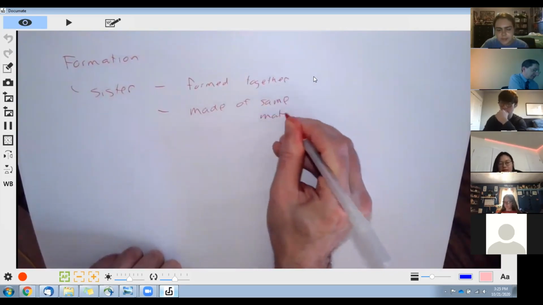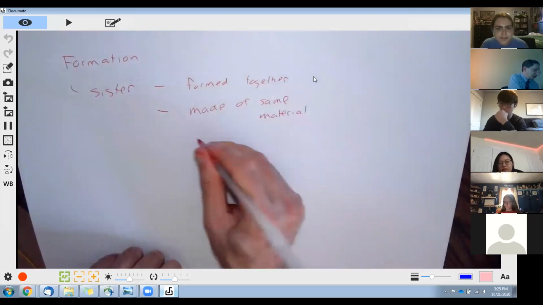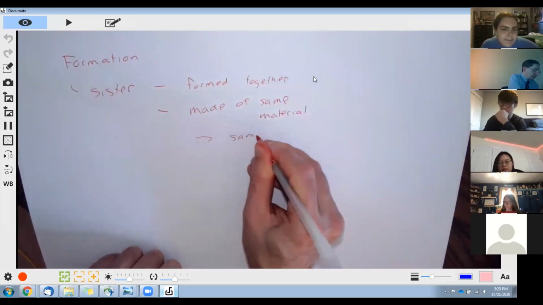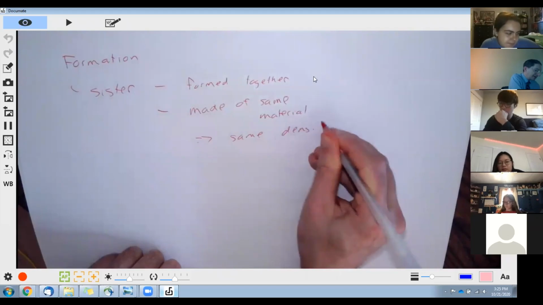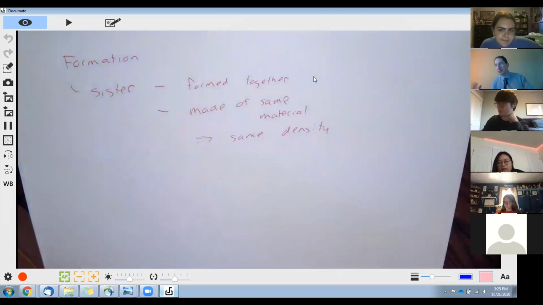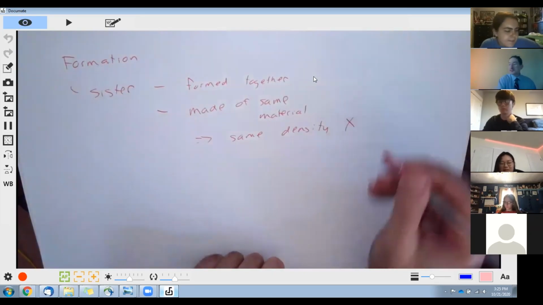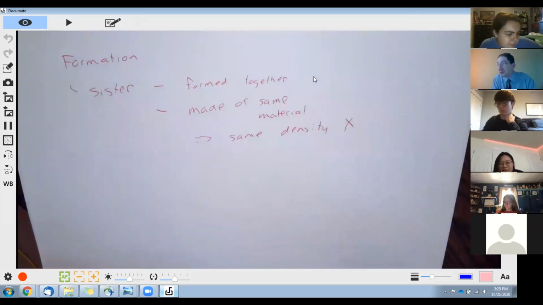Same material. And this would imply that we would have the same density. If we're made of the same stuff, the moon would have as much metals and rocks as we do, but we're not. We don't have the same density as we just calculated. The density of the moon is much less. It's much more rocky, and we have more metals than the moon. So that rules out the sister theory. We didn't form together. If we did, we would be essentially the same.